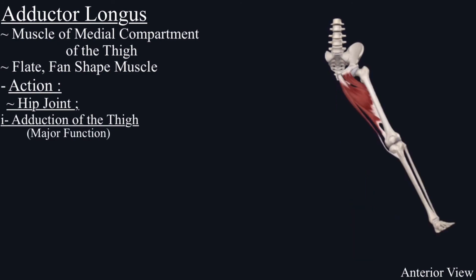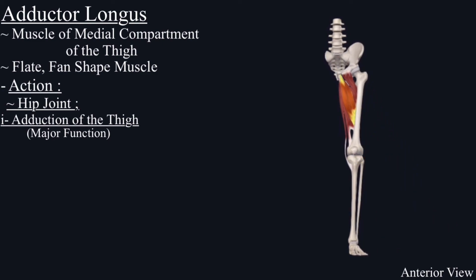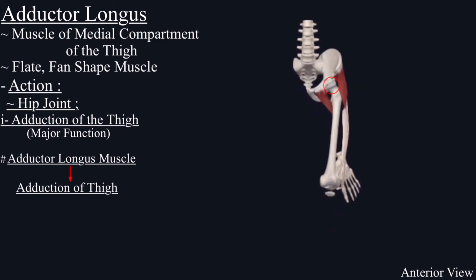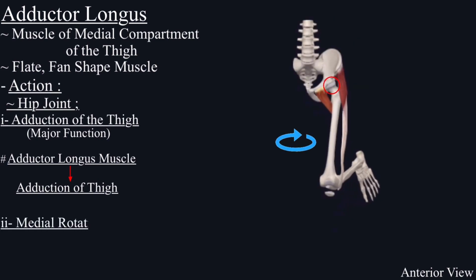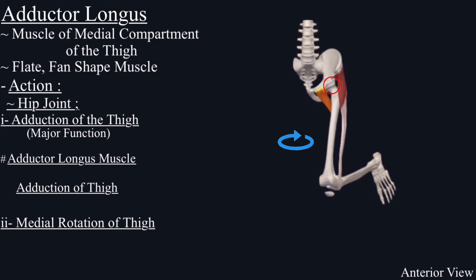This muscle is present medial to the hip joint, so contraction of this muscle will pull the thigh in this direction. As the name suggests, adductor longus muscle adducts the thigh. This muscle also helps in the medial rotation of the thigh, but this is the minor function of adductor longus muscle.